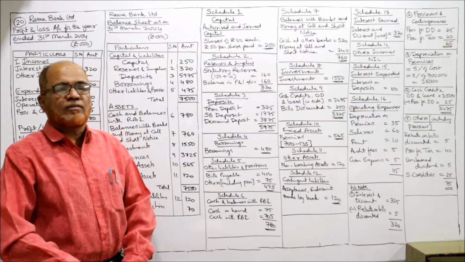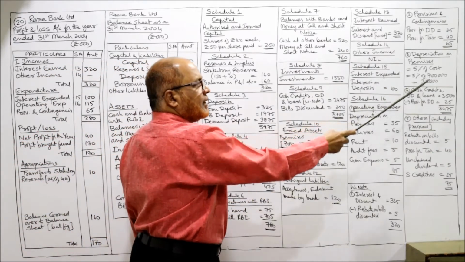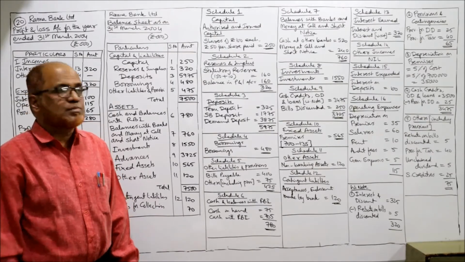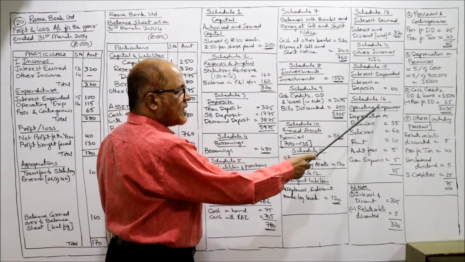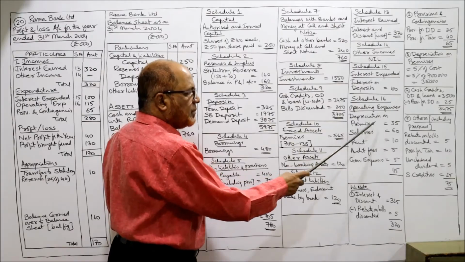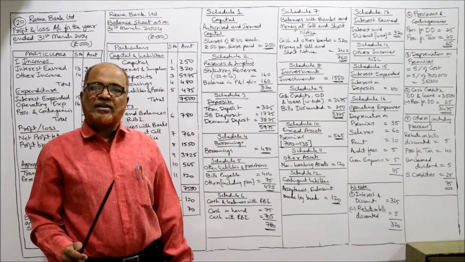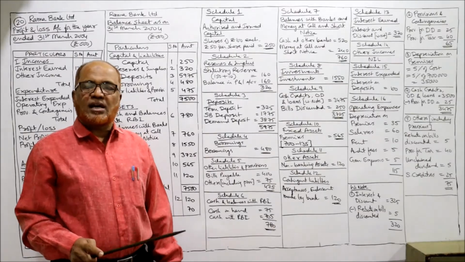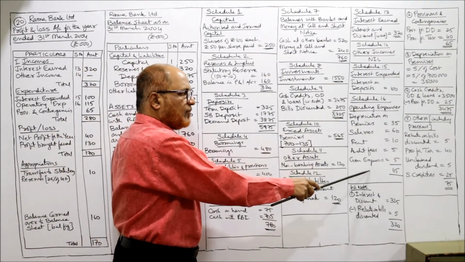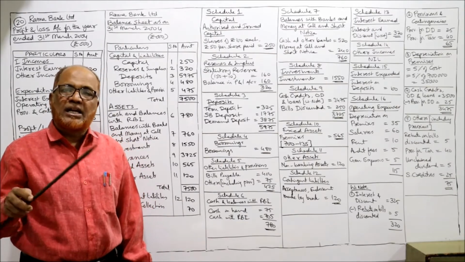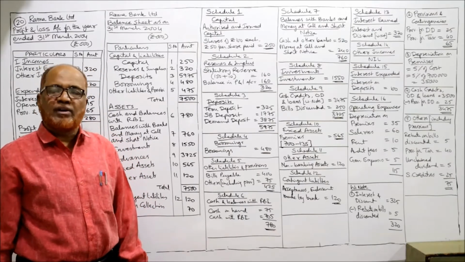Now depreciation of this 35,000 will be taken under operating expenses. Here operating expenses are there, depreciation on premises 35. So double effect हो गया. One effect, depreciation is taken under operating expenses in profit and loss account. Second effect, this 35,000 will be deducted from the WDV.